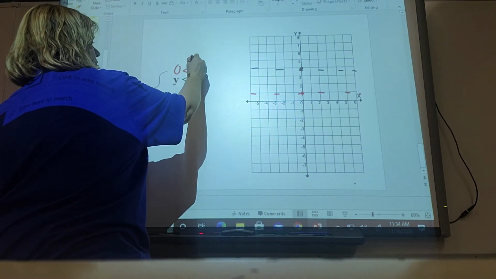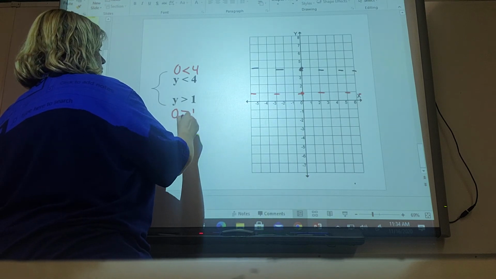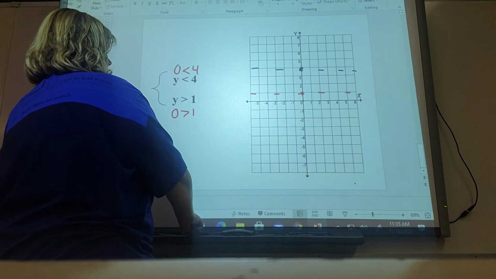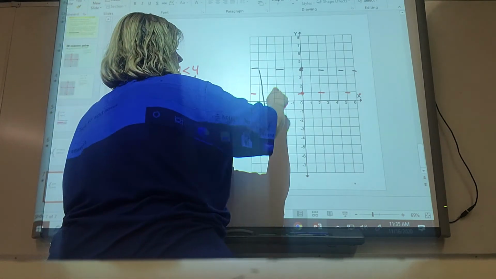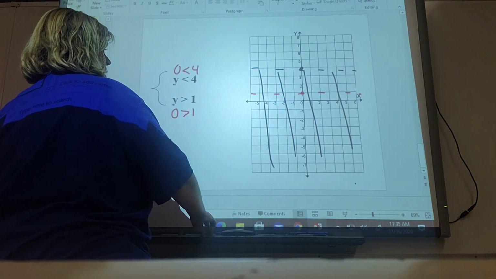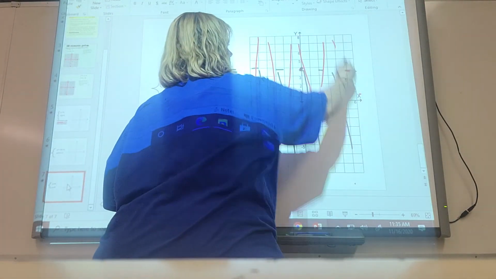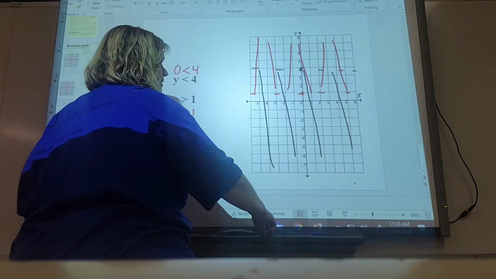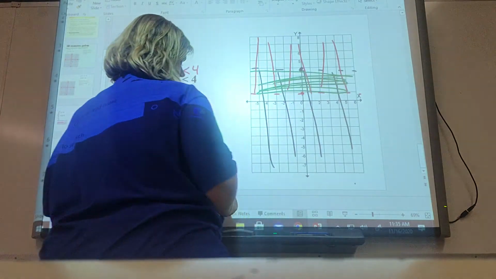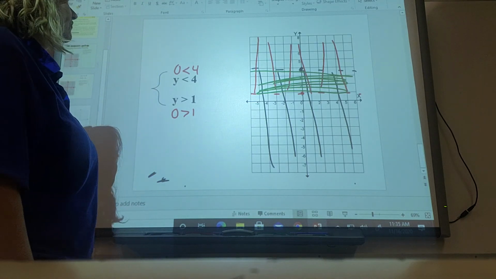0 is less than 4. That is true. 0 is not greater than 1. So for the black one, we do the 0 side. And for the red one, we don't do the 0 side. So actually where they overlap is this long rectangular area right here. So any of those points would work for this system of inequalities.